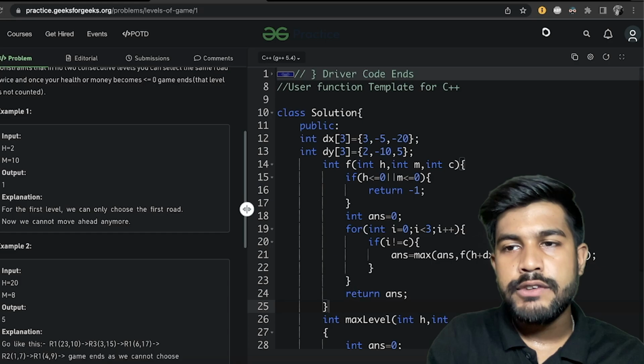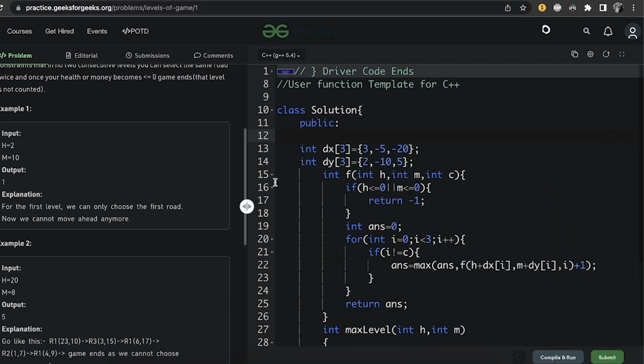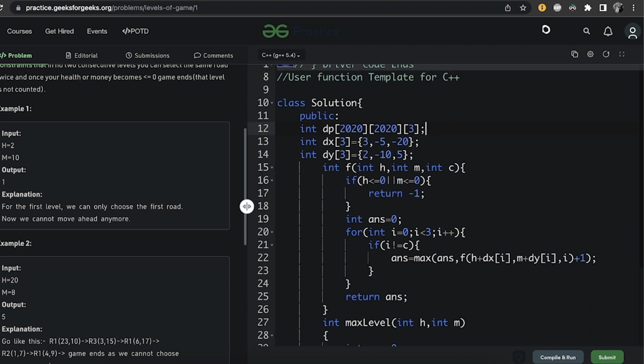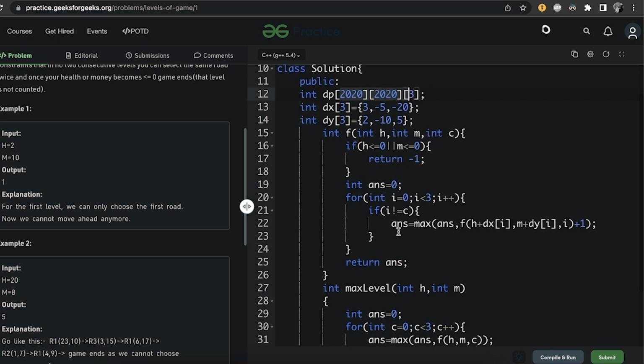Now we know what kind of array we really require. We do require a 3D array. So we would have int dp of 2020, to be on the safer side. This won't make a difference. And we know that c's value would be 0, 1, 2, which means we need a size of 3 itself. Now we would initialize all these values as not calculated initially.